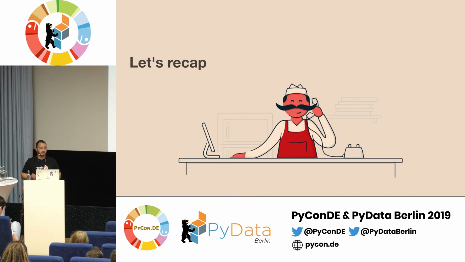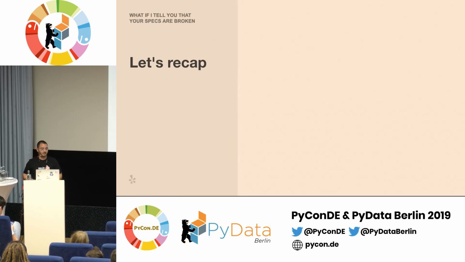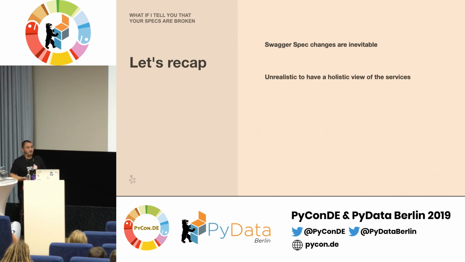So to recap, this is something that I want you to remember at the end of this talk. There are 4 important points. The first one is Swagger spec changes. They're inevitable. If your company is moving and you're releasing new features, chances that you are modifying the specs are extremely, extremely high. And you need to live with them.